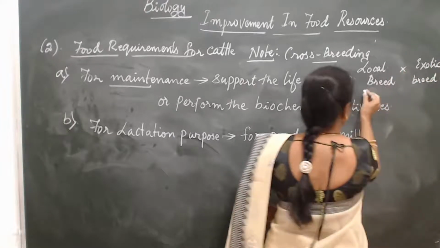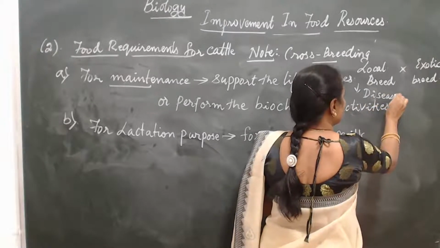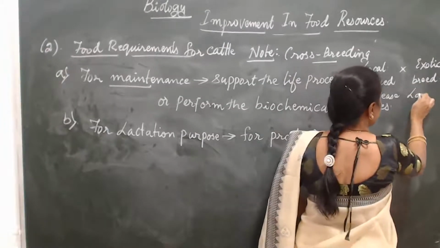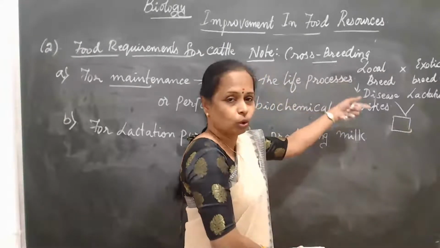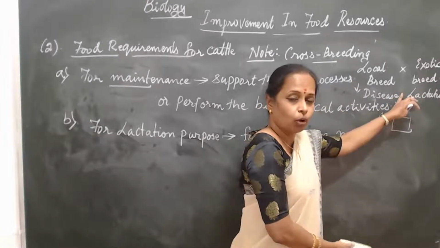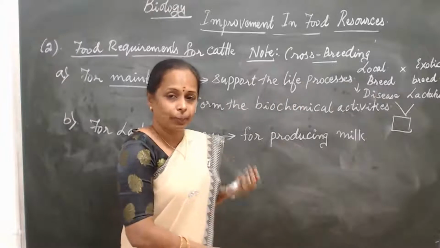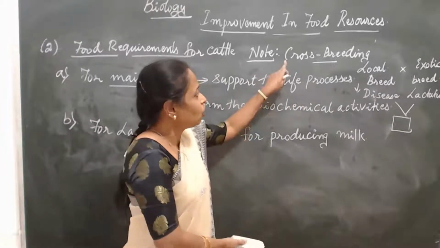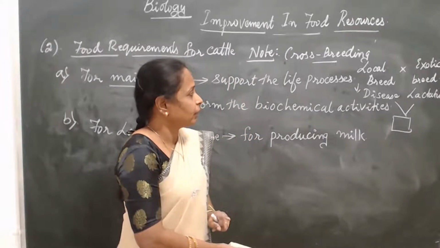The local breed is capable of fighting diseases. The foreign breed has the capacity to produce more milk. This hybrid has both qualities: it is capable of fighting against diseases and it is capable of producing more milk. Is it clear? So the term hybridization for plants is replaced by cross-breeding in the case of animals. That you need to keep in mind.